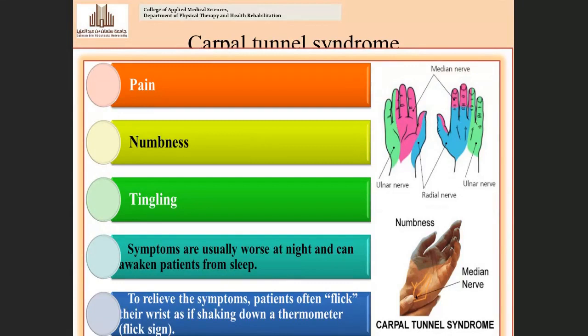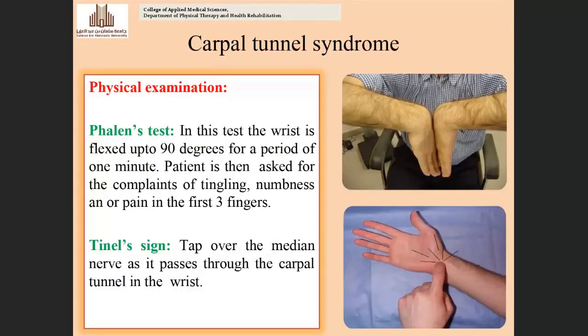To relieve the symptoms, patients often flick their wrist as if they're shaking down a thermometer. This is known as the flick sign. Whenever they shake or flick their hands, the pain will subside. This is one of the relieving methods for persons who are suffering with carpal tunnel pain.